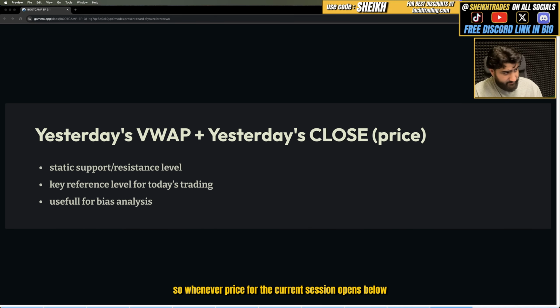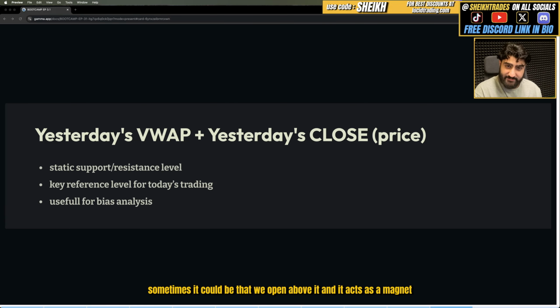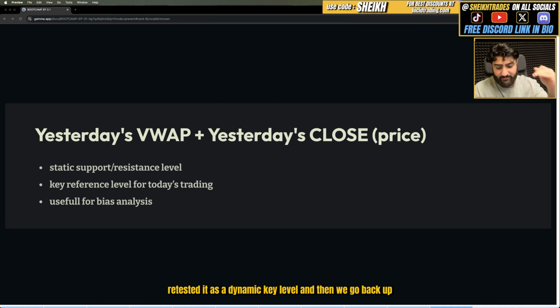So whenever price for the current session opens below it, it usually gives me an indication that we're bearish, because we're below the average weighted price of yesterday. And when we open above it, we're bullish. Sometimes we open above it and it acts as a magnet and it comes down, retests it as a dynamic key level, and then we go back up. And that's what I call a yesterday VWAP.